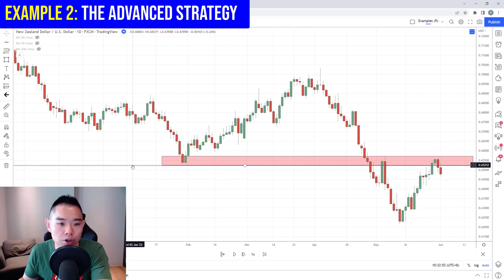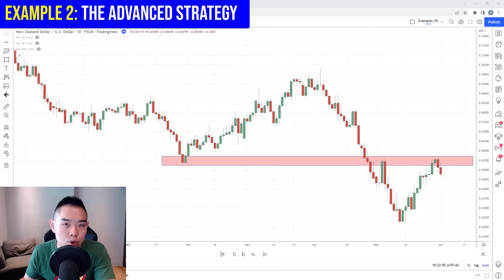If you recall, earlier, the basic strategy is where you look for a price rejection or a reversal candlestick pattern at this area of value. But to take things a step further, with this advanced strategy, you can actually go down to a lower time frame to fine tune your entry. By doing that, your stop loss is smaller, tighter, and this means that you get a more favorable risk to reward on the trade.